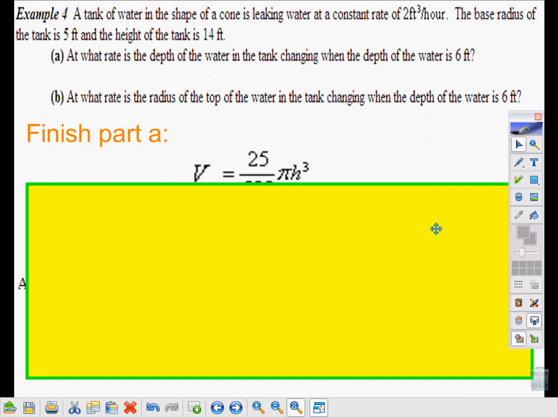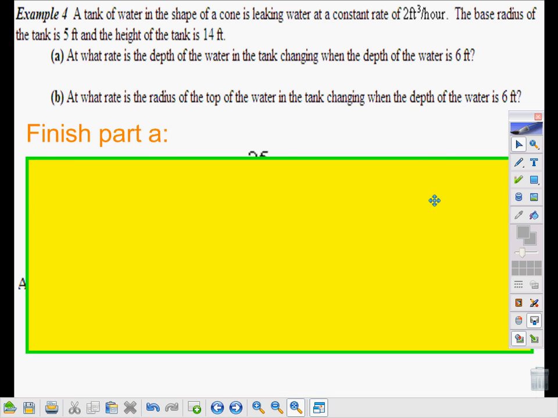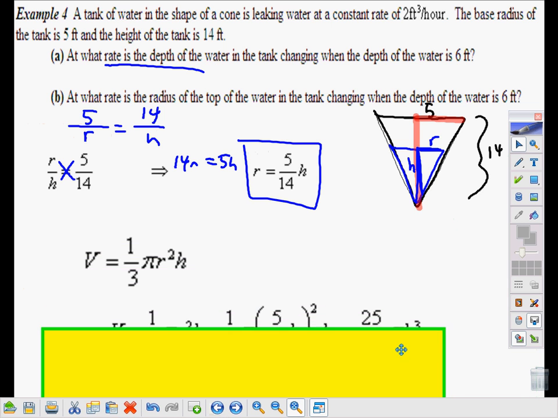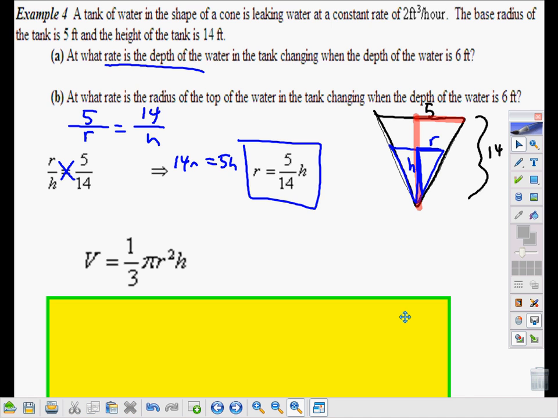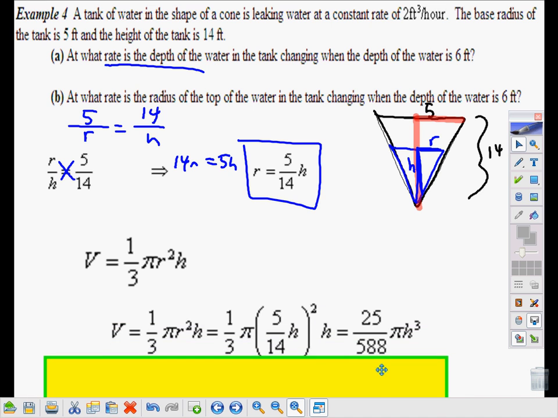So now I'm going to finish part A by, oh god, I had more on that slide. Watch this. Old formula, 1/3 pi r squared h. New formula.